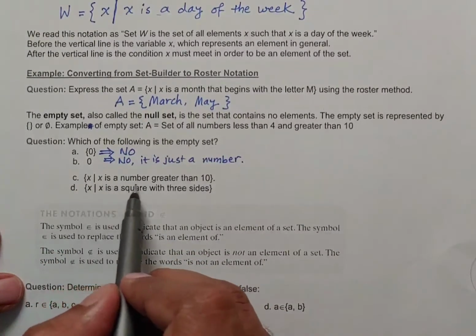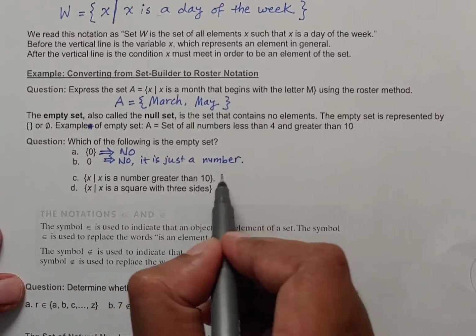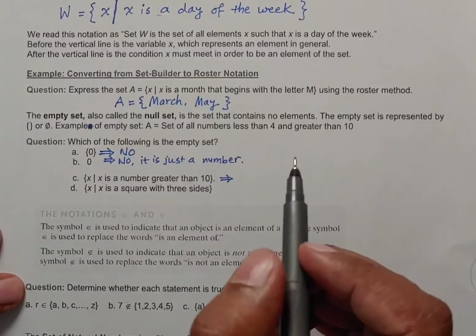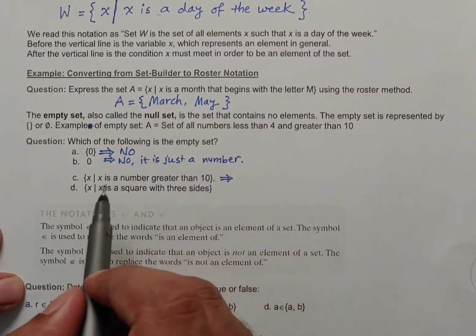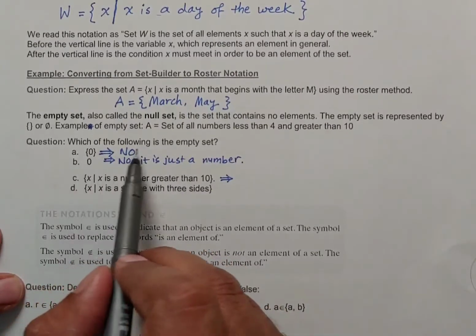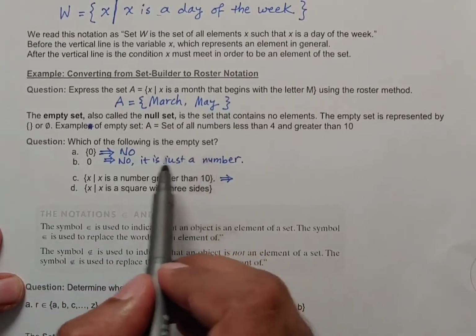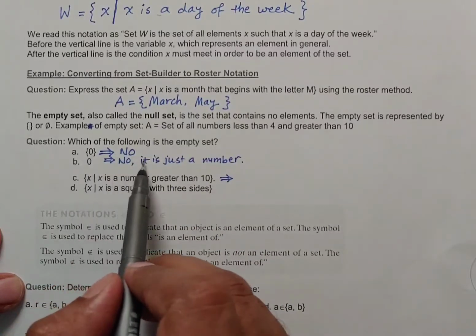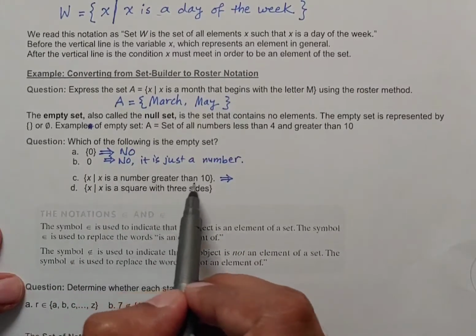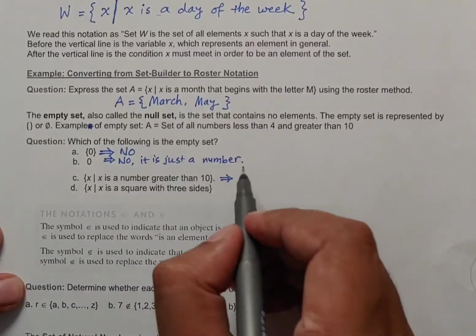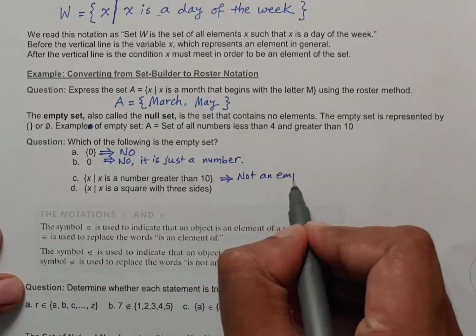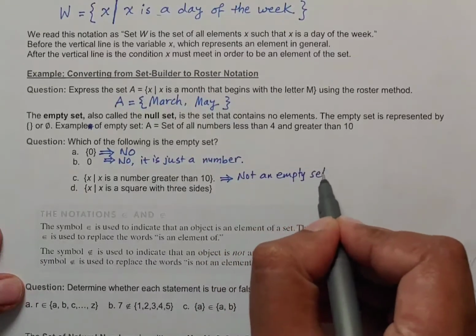X such that X is a number greater than 10. Yes, there are some numbers. Wait, what is the question? Which of the following is empty set? Right, so this is not empty set, because there are some numbers greater than 10, right? So this is not an empty set, so we can write no.